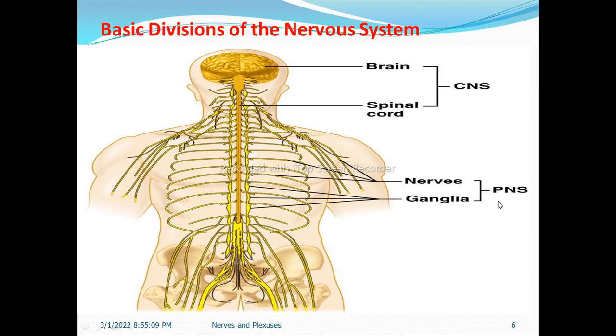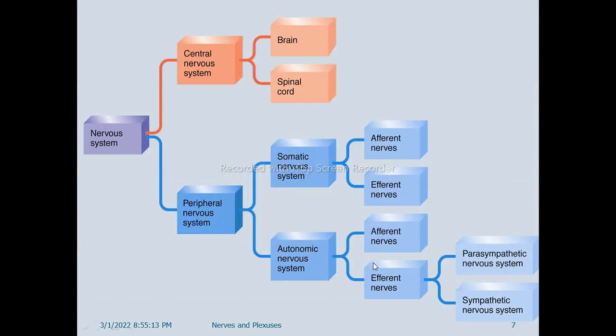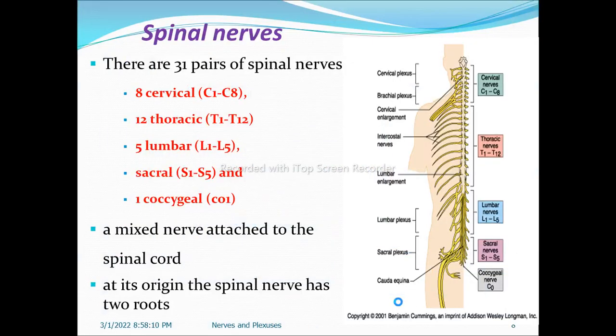So ganglia with nerves can be considered as the peripheral nervous system, and the nervous system can be divided into central and peripheral. Central is the brain and spinal cord; peripheral is divided into the somatic nervous system and the autonomic nervous system. The somatic nervous system will divide into afferent nerves and efferent nerves. Afferent is sensory, efferent is motor. The autonomic nervous system will further divide into afferent nerves and efferent nerves. Afferent is sensory, efferent is motor. Motor nerves, or these efferent nerves, can be divided into the parasympathetic nervous system and the sympathetic nervous system.